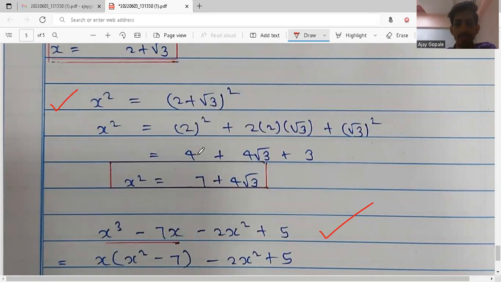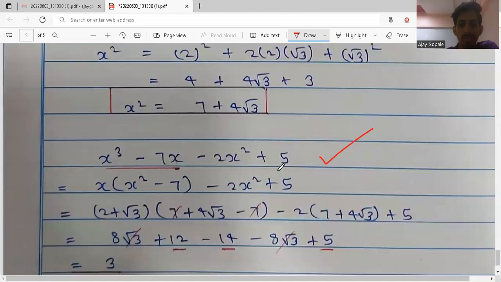In next step 2 square that is 4, 2 twos 4, √3 as it is, plus √3 का square that is 3. Then 4 plus 3 that is 7, 7 plus 4 √3, that is the answer of x square. So whenever you are going to substitute the value of x, you need to substitute 2 plus √3, and wherever there is x square, in place of that we need to substitute 7 plus 4 √3. That's it. Now the calculation will be easy.